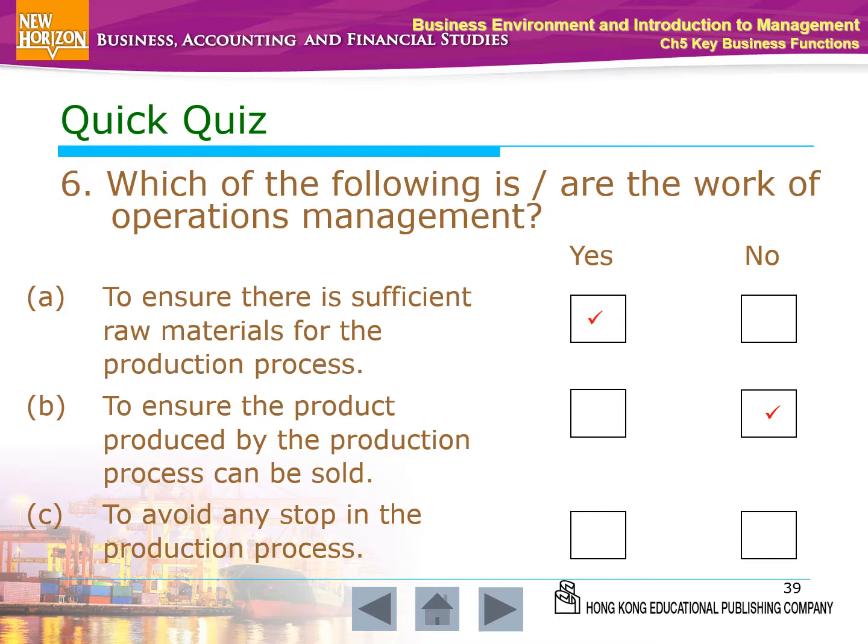C, to avoid any stop in the production process. Okay, keyword is production process. Operations, production, yes.